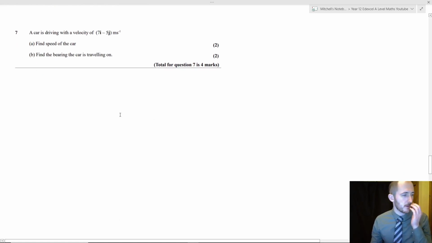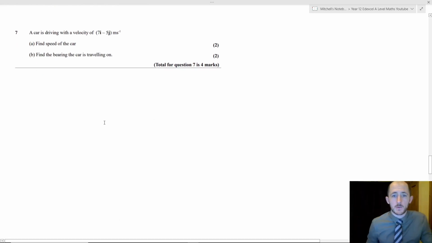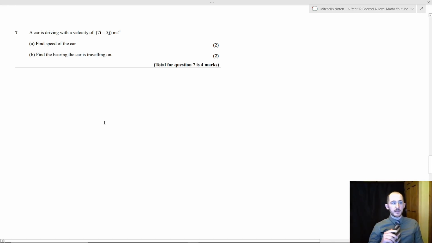Not too shabby so far. Again, another very stereotypical mechanics question, but this was actually from a pure paper. But again, the comparison between the mechanics and the pure stuff, it's basically the same. Okay? Very, very similar. So, velocity of 7i minus 5j, find the speed of the car.